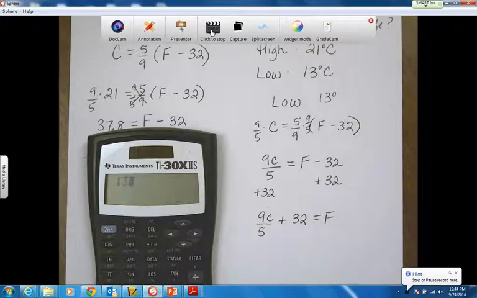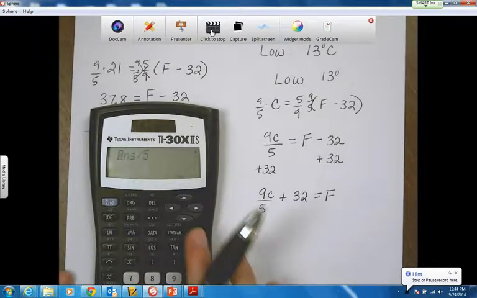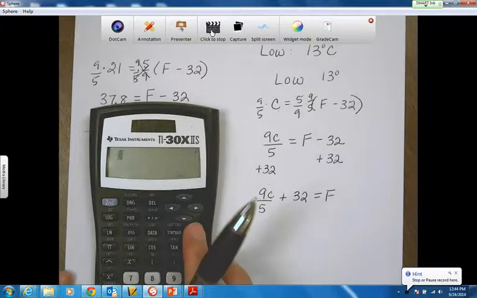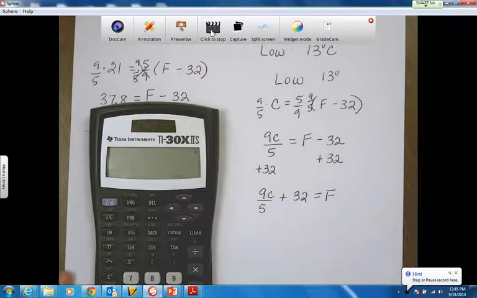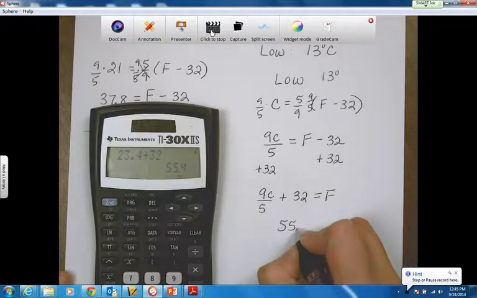Oh, I messed up. What did I do? What did you get? Oh, 23.4 plus 32. And I get 55.4. Okay? Is it a lot easier if it's rewritten like this to calculate it versus doing all of this every day?